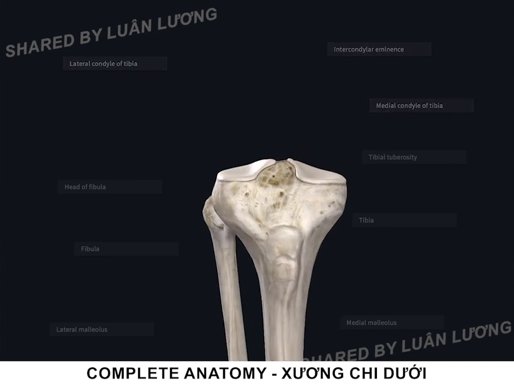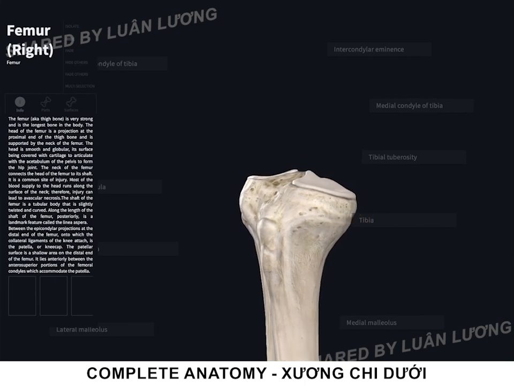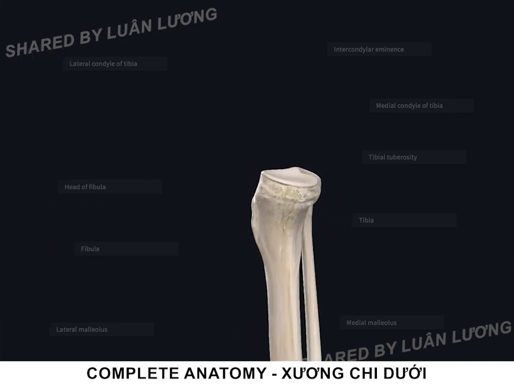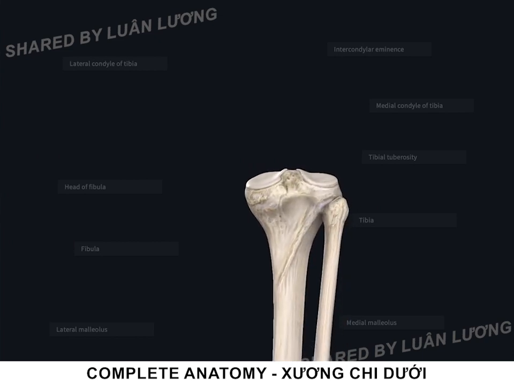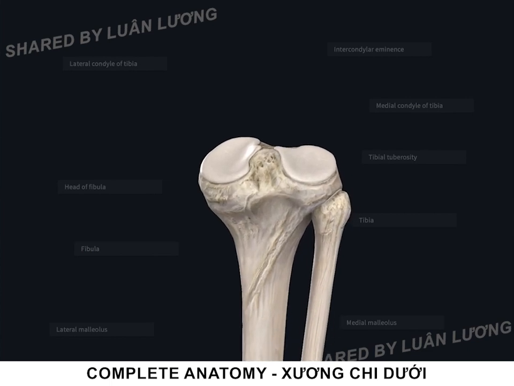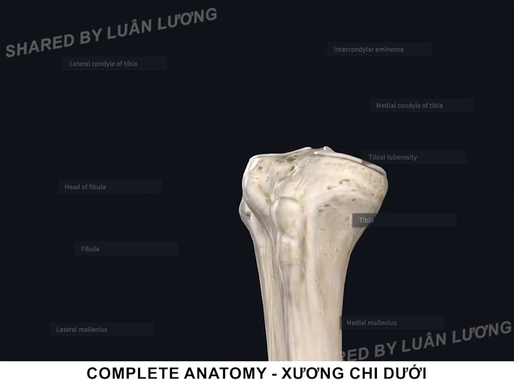Now, if I were to bring back the femur, you would see that it would have a small depression in between its condyles. And remember that this intercondylar eminence from the tibia is going to fit in the intercondylar fossa of the femur. And this is going to be important for the ligaments of the knee, which we will take a closer look at later on.